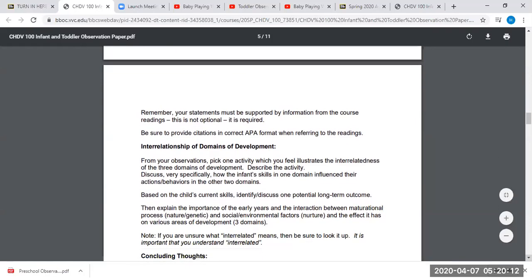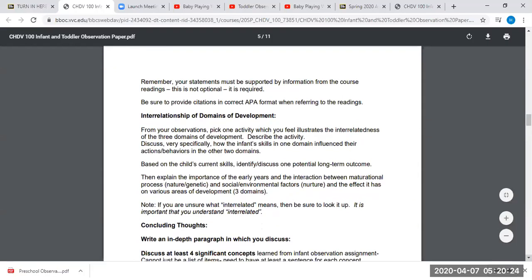And then the next one is going to be your interrelationship of domains and development. So this is really looking at, you're going to be combining all 3 of those developmental domains in a more specific approach. So we are going to be addressing developmental domains separately, but in reality, most of the time they kind of intertwine with each other.